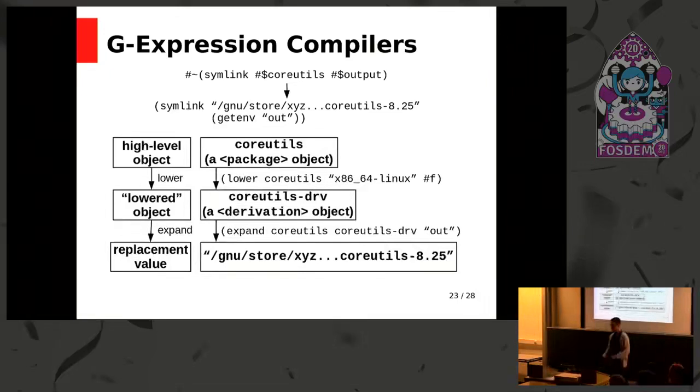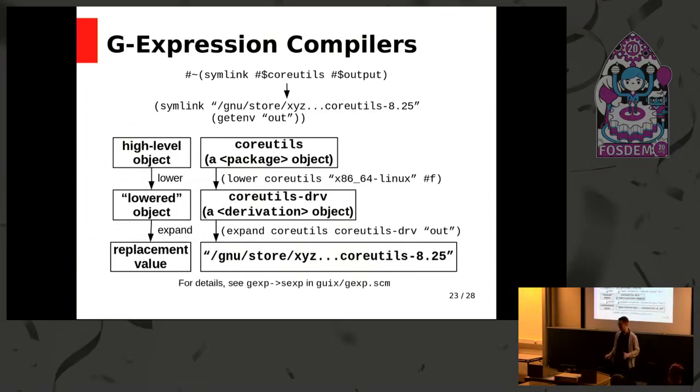So concretely with the package, there's a package compiler that has a procedure called lower, which will convert a package into a derivation, which, as I mentioned earlier, is that lower-level representation that describes exactly how to build it. And then once you've got that lowered representation, the derivation, there's another procedure that is associated with the compiler, which will expand that derivation. In other words, it'll just get the output path that has been calculated for the derivation.